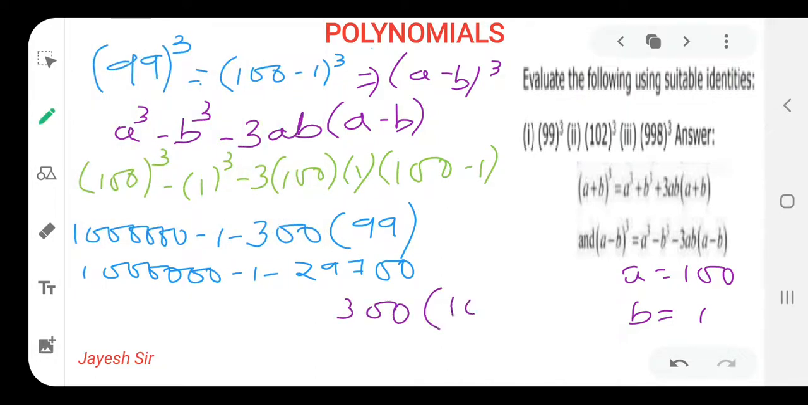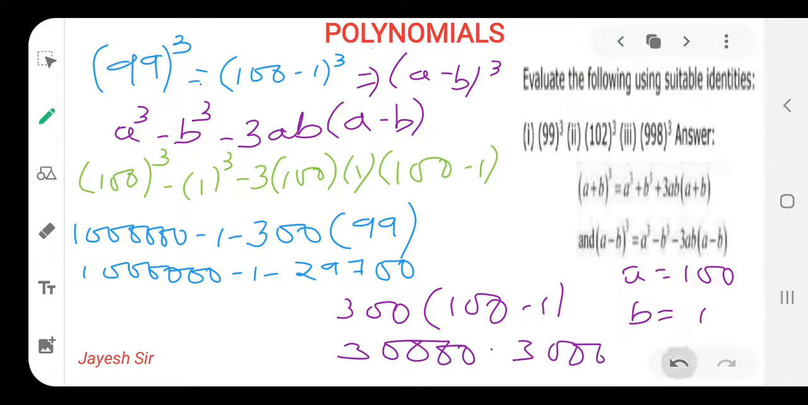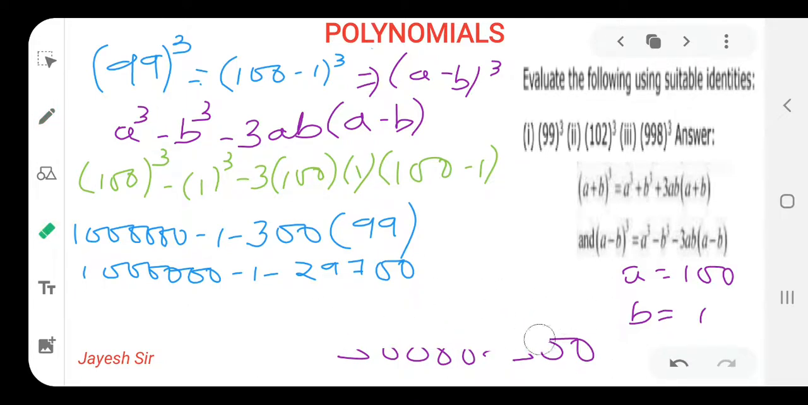300 equals 200 minus 1. I have done it like this. 3 means 30,000 minus 300. As we all know, 30,000 minus 300, how to do? That means 29,000 and 700 would be left. So that's why I have written the answer. It is 29,700. How did I get it?